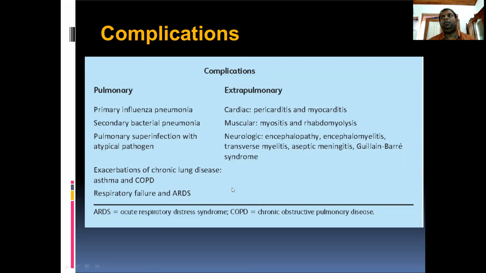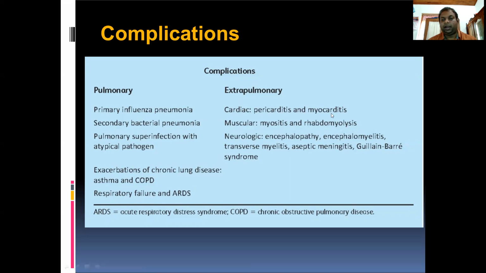Complications: any pneumonia can develop pulmonary and extrapulmonary complications. Pulmonary, primary: it can develop secondary bacterial pneumonia, or due to bacterial pneumonia, it can develop influenza pneumonia. Pulmonary superinfection with atypical pathogens, exacerbation of COPD and respiratory failure, adult respiratory distress syndrome and death. Acute respiratory distress syndrome, sorry.